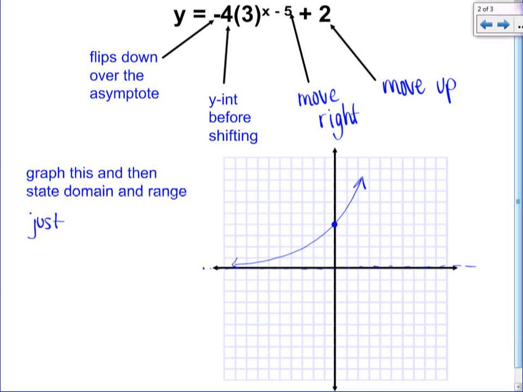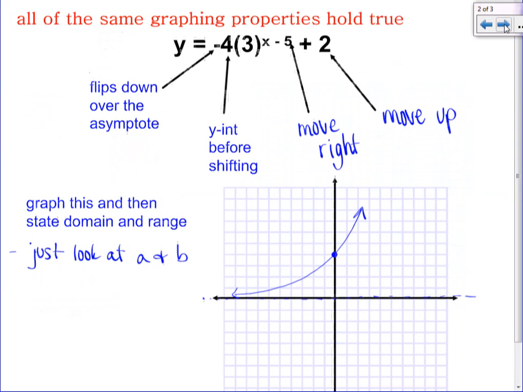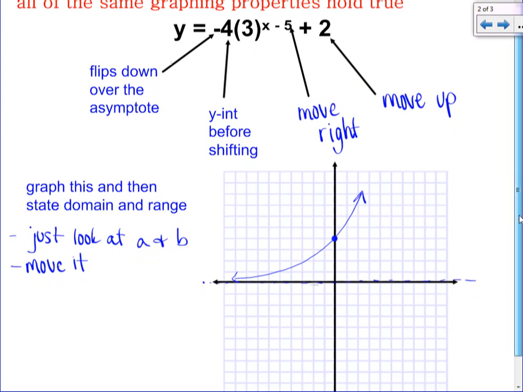So I'm going to write some steps over here. So just look at A and B. Okay, and what I mean by A and B are these two right here, A and B. Okay, so we graph that. Okay, after that, we're going to move it. Okay, so we're going to shift right and up on this one.